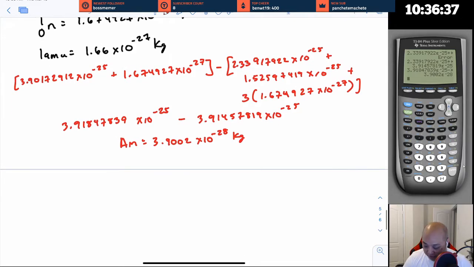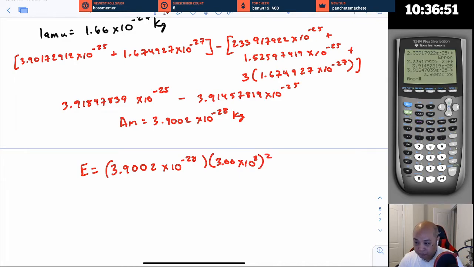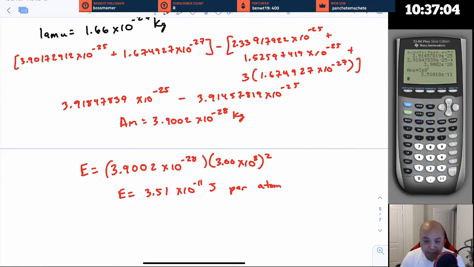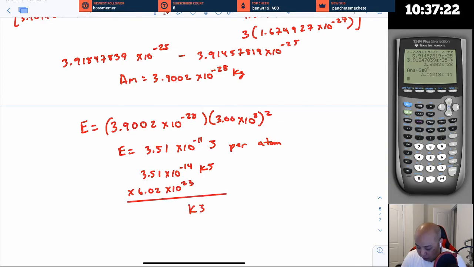Okay. So that's our mass defect. Then our energy per atom is 3.9002 times 10 to the negative 28th times 3.00 times 10 to the 8th squared. So that energy is 3.51 times 10 to the negative 11th joules per atom. They usually want it in kilojoules per mole because that's more comparable. So this would be 3.51 times 10 to the negative 14th kilojoules, and multiply by 6.02 times 10 to the 23rd to get the actual kilojoules per mole. So divide by 1,000 and multiply by 6.02, and you get 2.11 times 10 to the 10th kilojoules per mole.